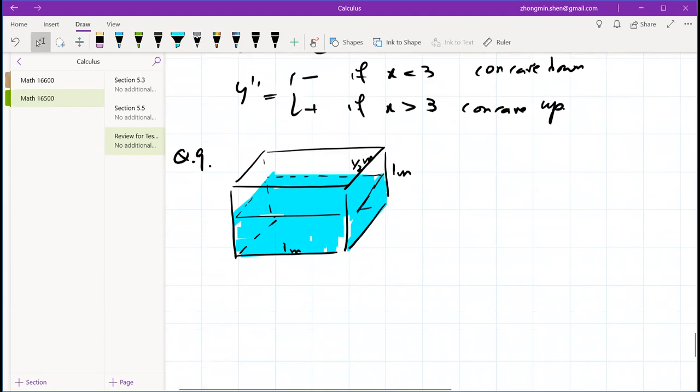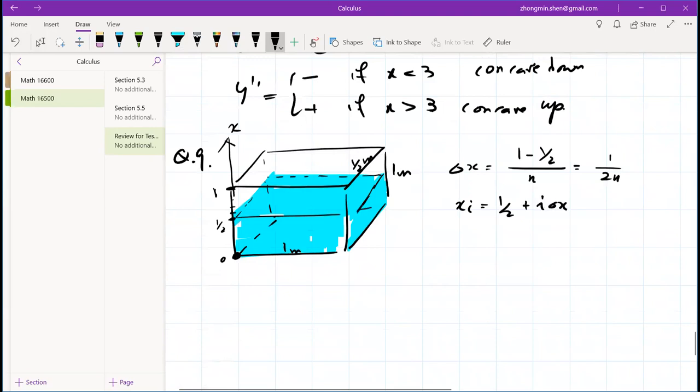Okay, you can choose a coordinate line from the bottom. So that is my coordinate line called x. This will be 1/2, here's 1, and that's 0. If you choose this, then you can divide the interval into many slices, right? So delta x is going to be 1 minus 1/2, divided by n, so it is going to be 1/(2n). So you have x_i equals 1/2 plus i delta x.